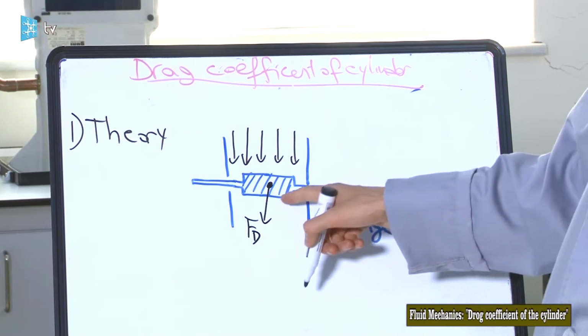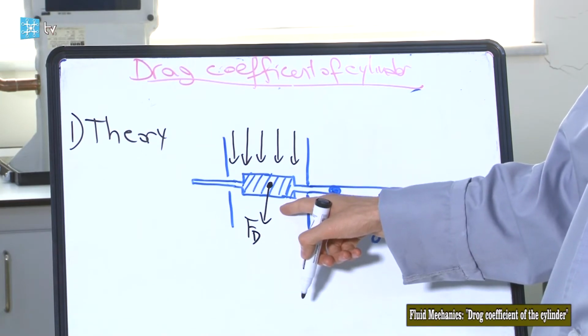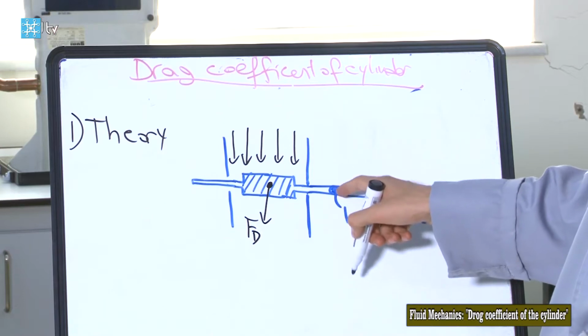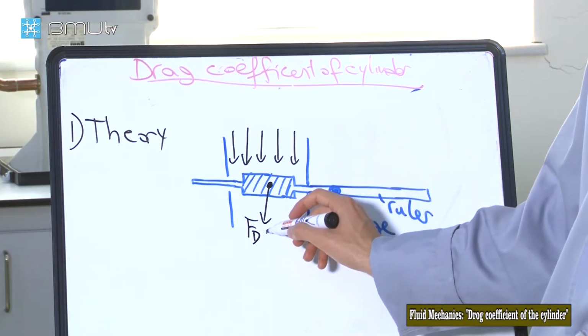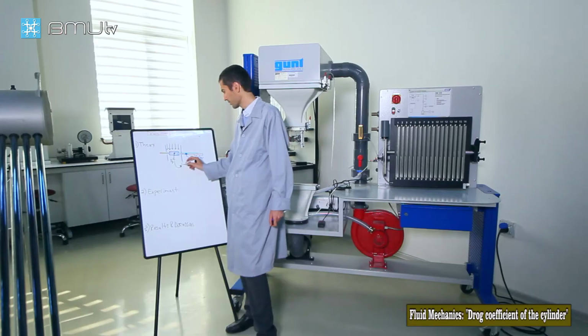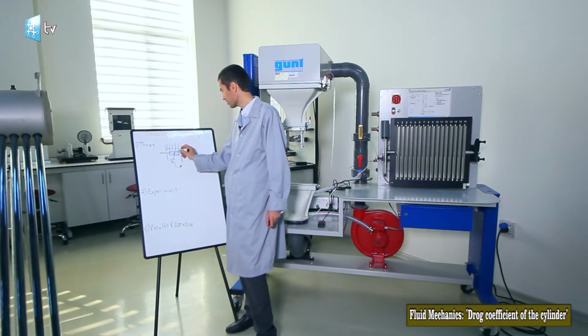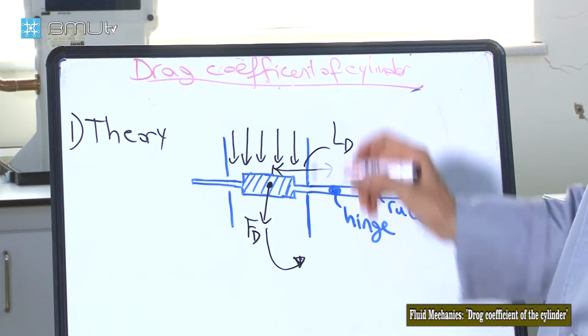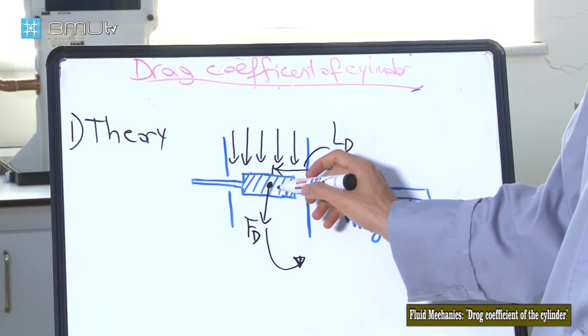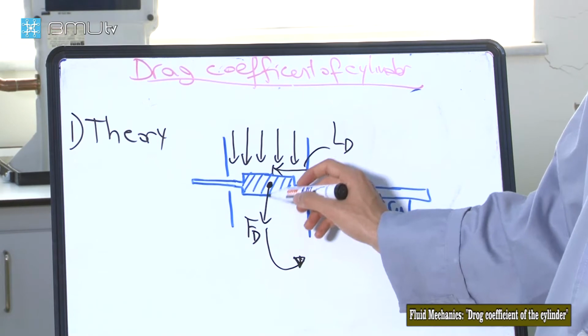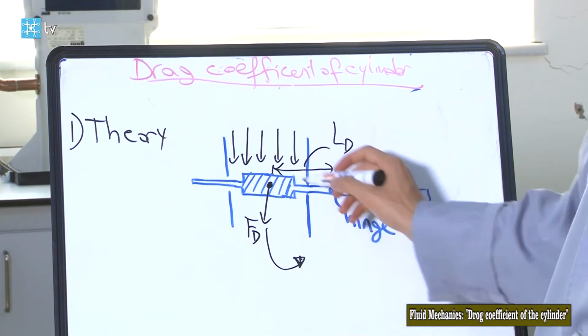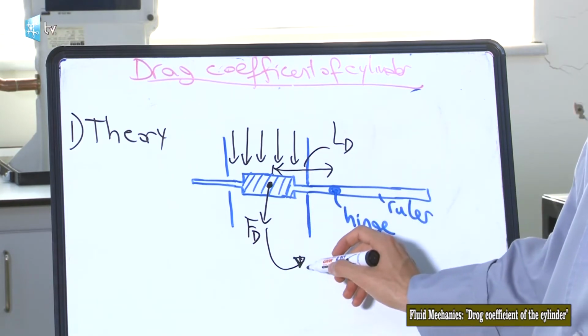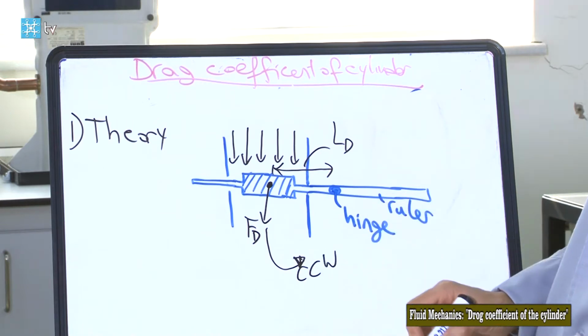This resultant drag force will create some moment with respect to this hinge. There is a hinge here. It will try to rotate this setup in that direction. If I know the distance from that point to the hinge, and I know it because it is given, let's call it the distance for the drag force. This distance, with that force, will create a moment in a counterclockwise direction.